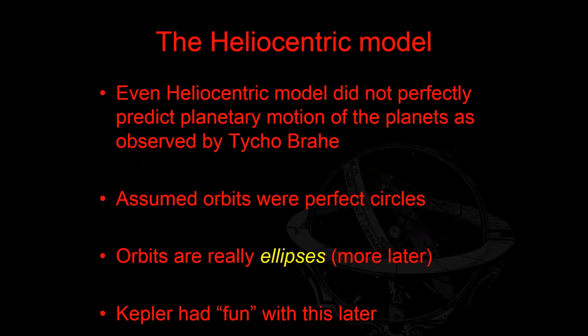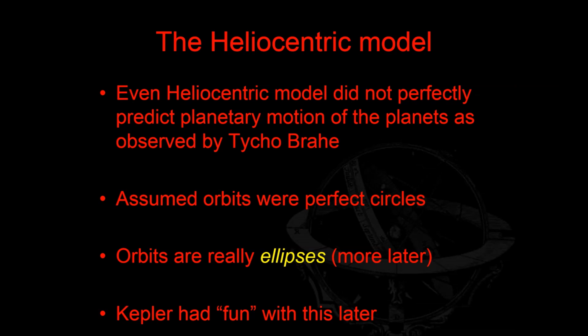Now, eventually, of course, people did decide the heliocentric system did work out better, and the planetary motions of Tycho Brahe were a little bit complicated. But even the heliocentric system did not perfectly predict planetary motion. The heliocentric system still assumed that orbits were perfect circles, and this is where we'll be going next.